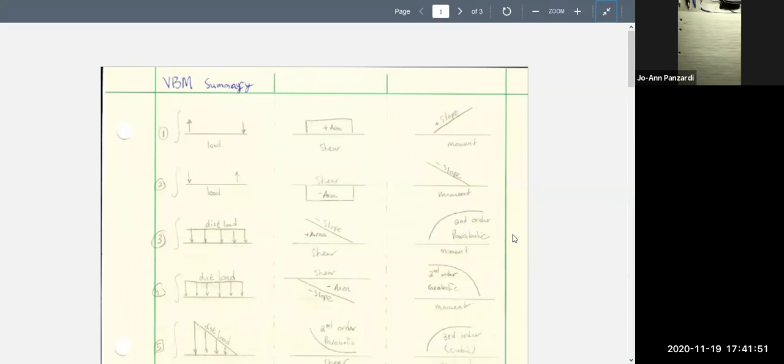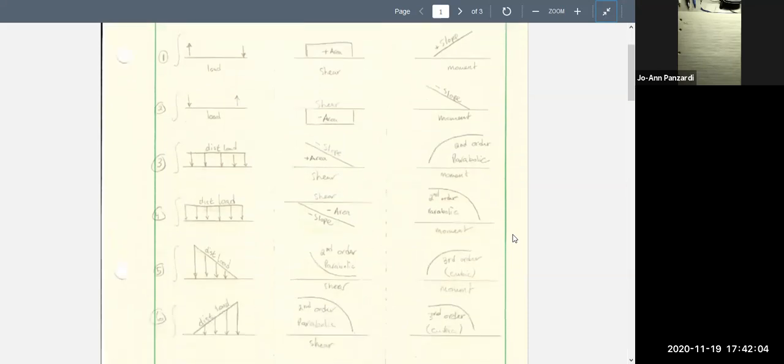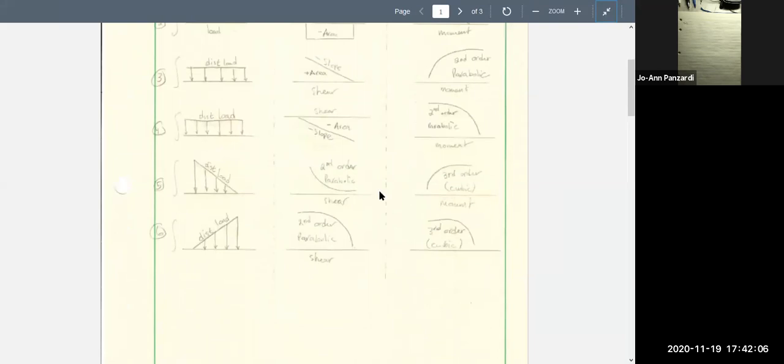But this is the cheat sheet that I use, okay? Because I don't like to do integration. So if you don't like to do integration, you could have these cheat sheets. If you'd rather do it by the math, then do it by the math. Let me just show you two more examples.